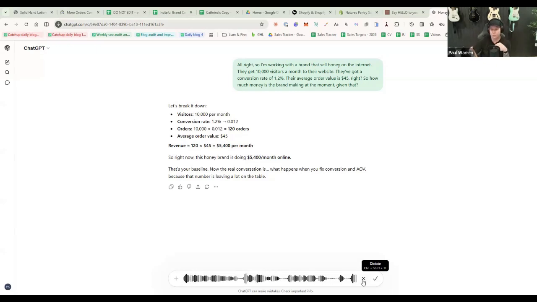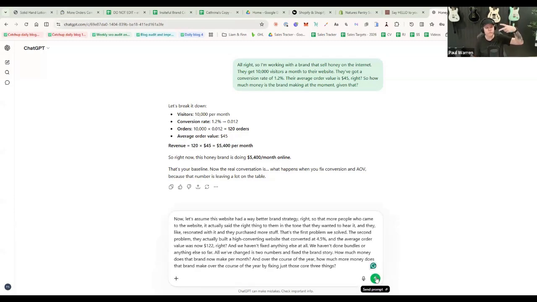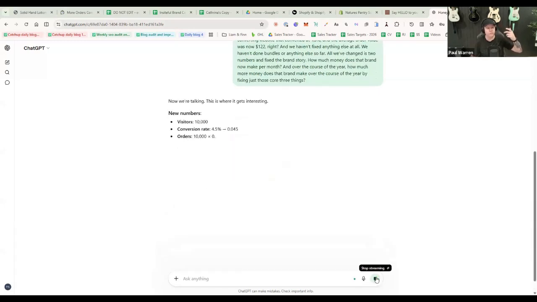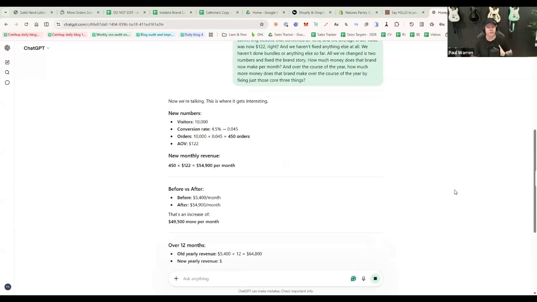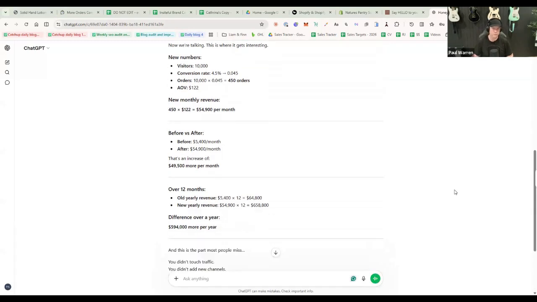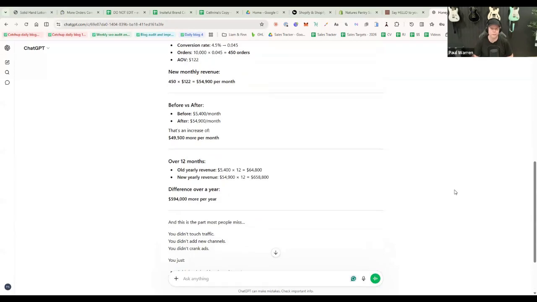And over the course of the year, how much more money does that brand make by fixing just those core three things? Everyone see what I've done there? We fixed your brand story and fixed only two things. We haven't fixed how your ads run. We haven't fixed how your email flows work. We haven't fixed all the other stuff, right? So you're now doing $54,000 a month, $49,500 more. And over the course of the year, you've done an extra $500,000.